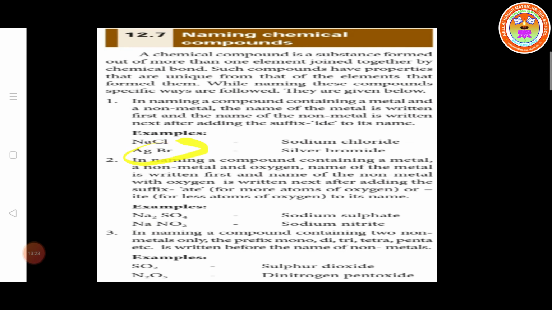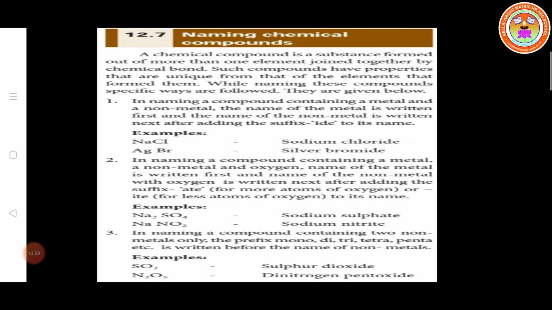Similarly, another example is AgBr. Ag means silver, a metal. So write silver first, then bromine. For the suffix, remove the ine and add ide: bromine changes into bromide.